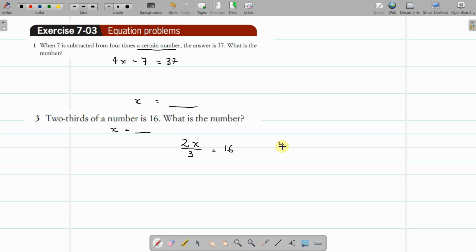You can do it this way if you really want: 2/3 of a number equals 16, but we're not quite used to seeing it that way in algebra. That's the more common way you write it, so we're going to go with that one. So that's the first step in your working. This one also is only 2 steps to get to the answer. So multiply by 3, divide by 2. We'll get you the next step, x equals something. And that's how you do that one.